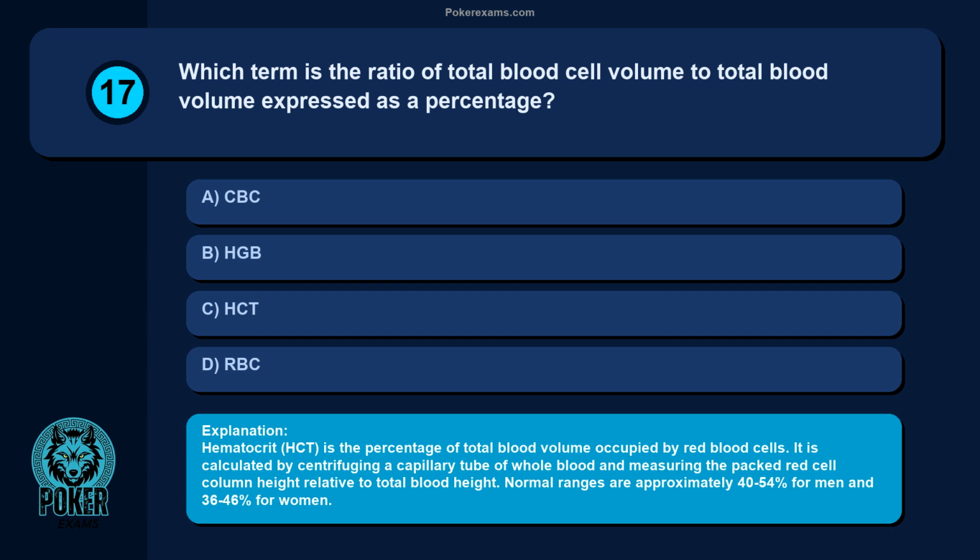Hematocrit, HCT, is the percentage of total blood volume occupied by red blood cells. It is calculated by centrifuging a capillary tube of whole blood and measuring the packed red cell column height relative to total blood height. Normal ranges are approximately 40 to 54% for men and 36 to 46% for women.